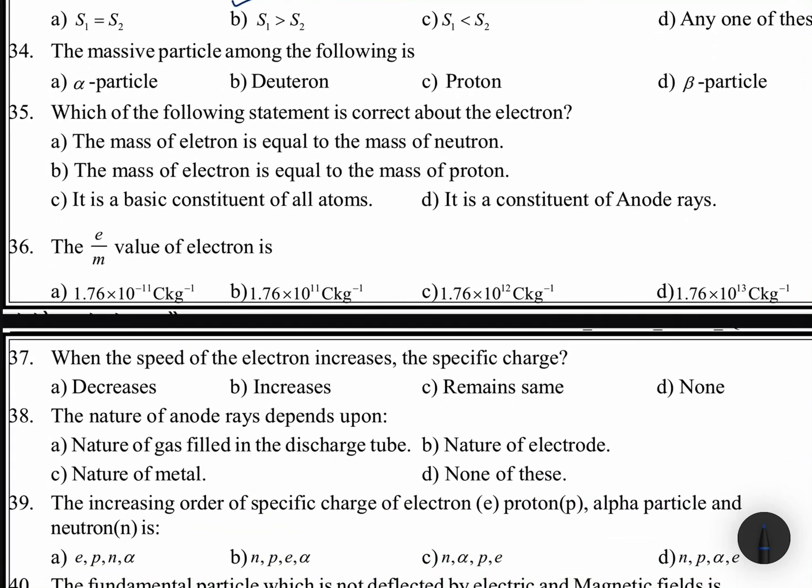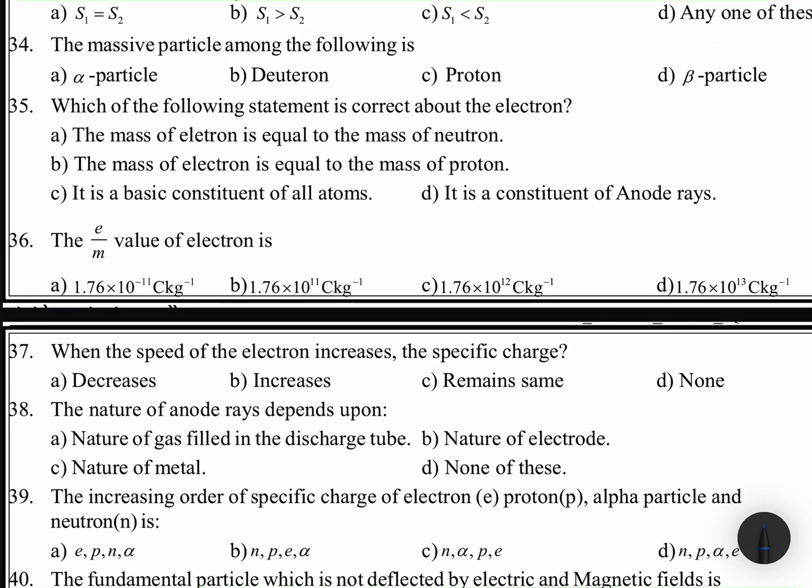Sorry for the sound. The most massive particle among the following is definitely the alpha particle, because the alpha particle is helium, 2He4, mass is 4. Deuterium means mass is 2, 1H2, deuteron. Proton is 1H1, mass is 1. Beta particle is -1e0, this is an electron, electron mass is minimum.